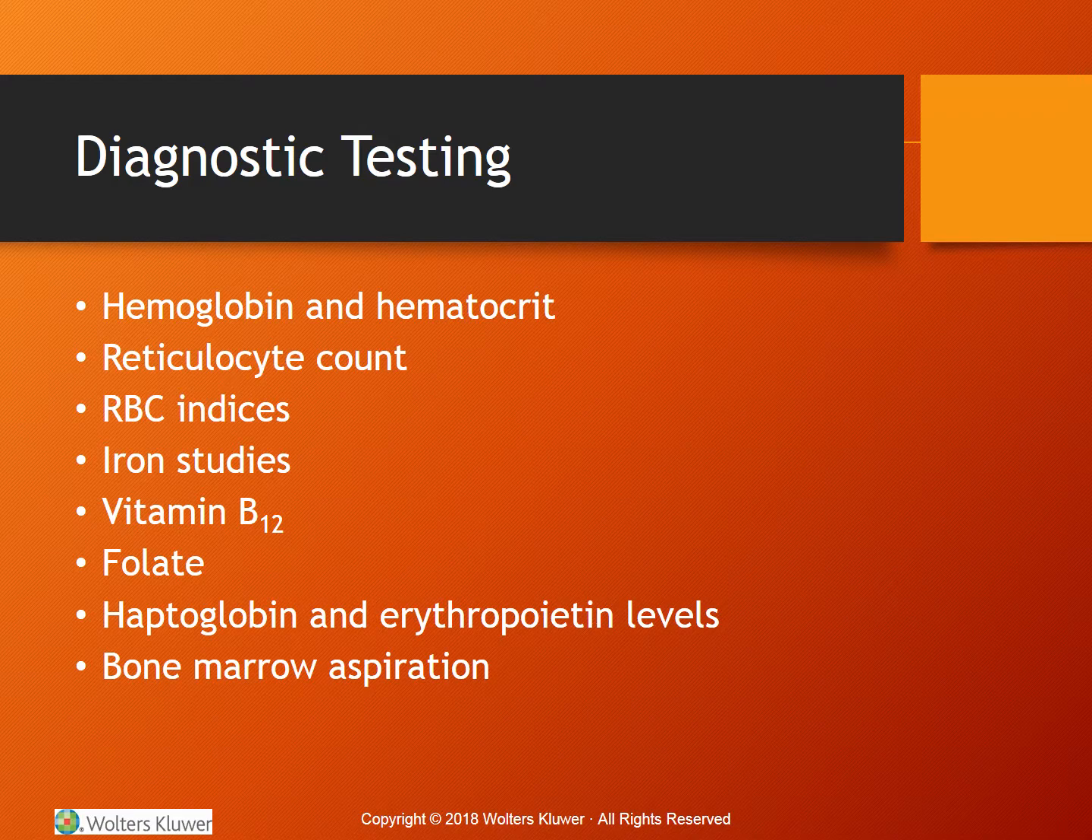There are haptoglobin and erythropoietin levels. Those are more specific tests that are done more often if they can't find any information, so that's not going to be their first go-to test. And then bone marrow aspiration is very invasive and most often done when there's a suspicion of either cancer or aplastic anemia.